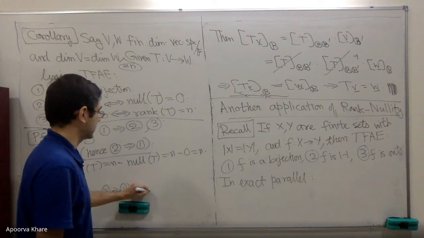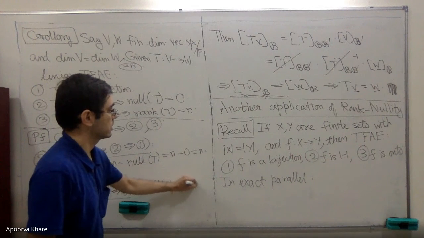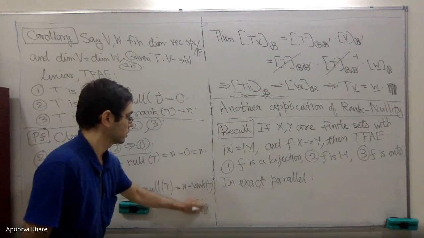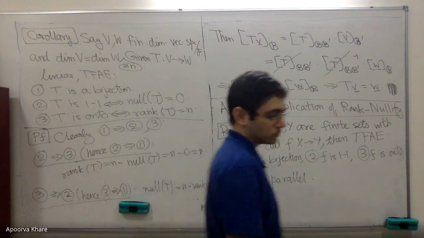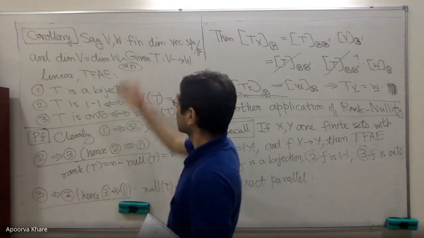So the nullity is equal to n minus 1. That is obvious. This is exactly the same proof. So that's the corollary. Okay, great.